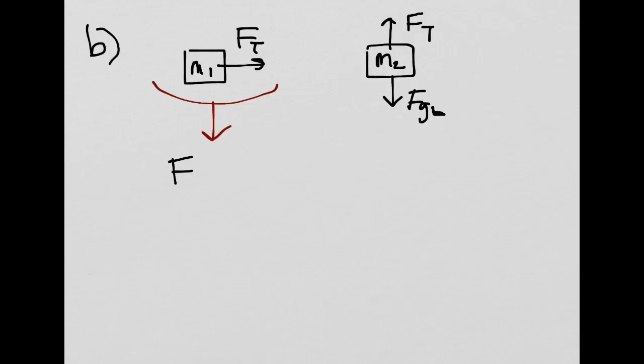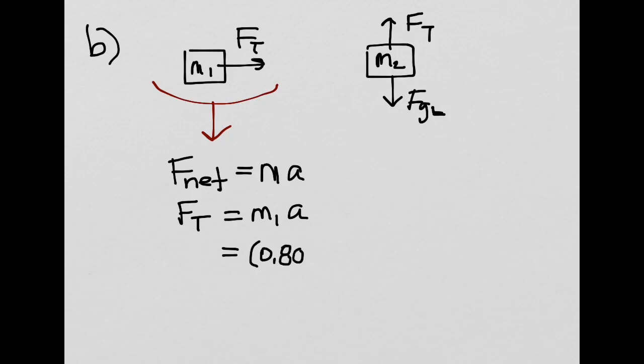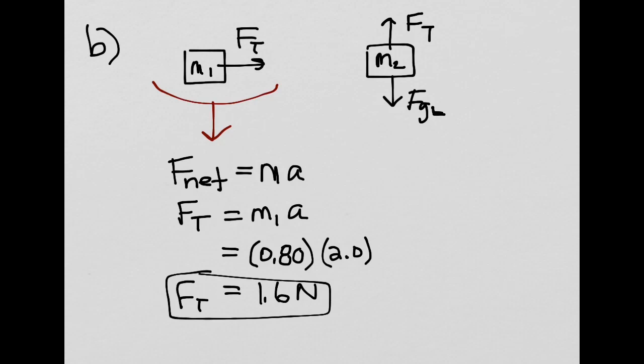I'm going to set up Newton's law for this mass by itself. So Ft is the contributing force to mass 1's acceleration. And we just found the acceleration, so I'm going to plug that in. So my tension force is, and it only asks you for the magnitude, 1.6 newtons, approximately.